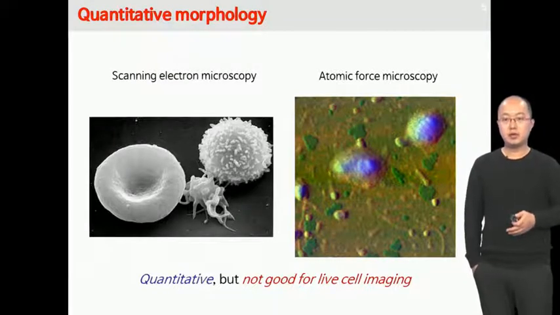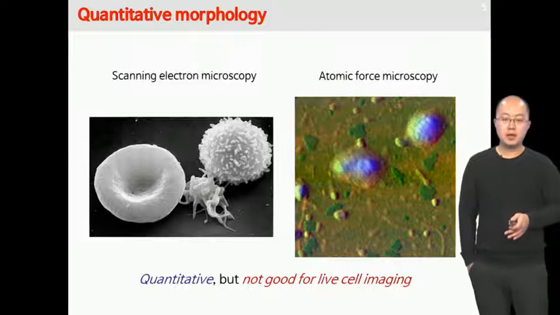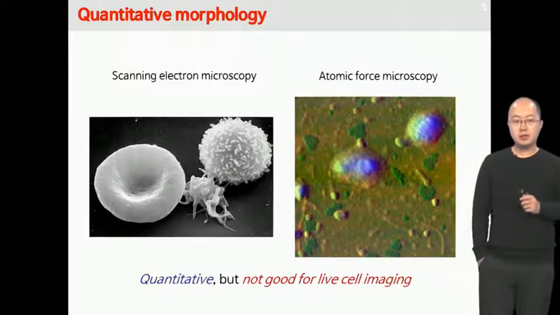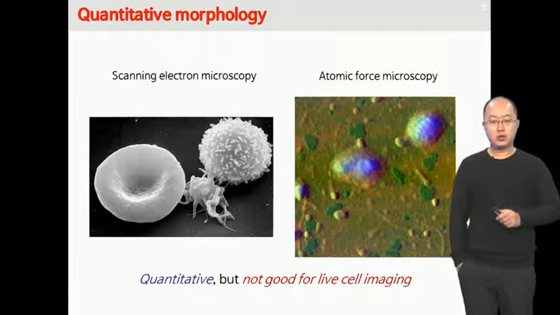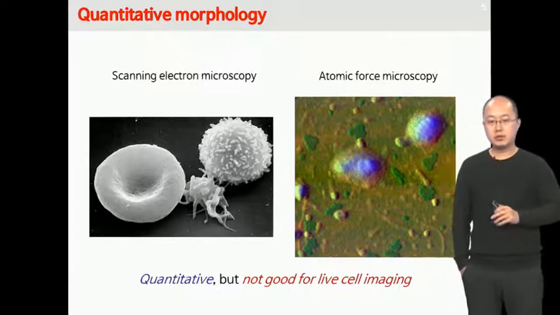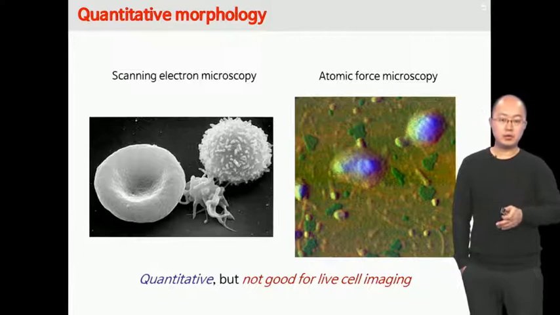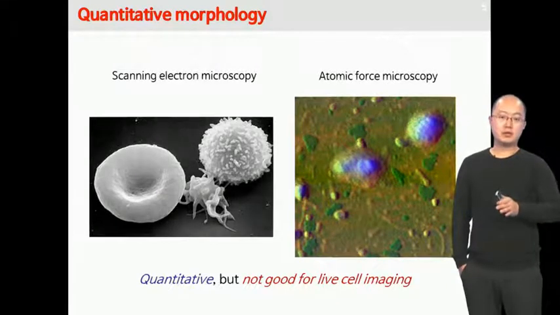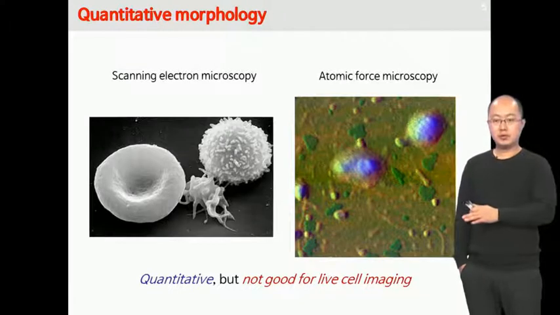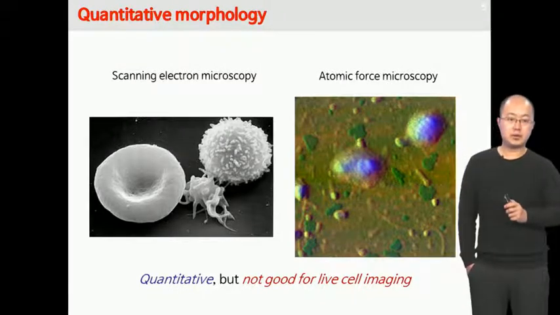As you know, the scanning electron microscope or the atomic force microscope, for example, have been used for the study of cells. They can provide very high spatial resolution as well as quantitative information, but those are not good for studying living cells because, for example, the electron microscope requires a metal coating to enhance the electron scattering for visualization, obviously. That kills the cell. So what you see here on the left-hand side is a still shot of a dead cell.